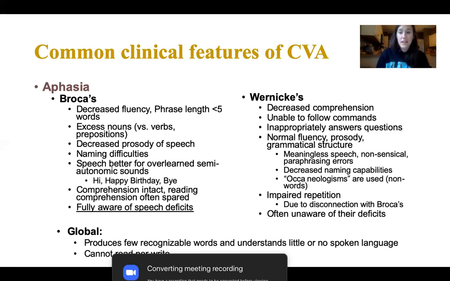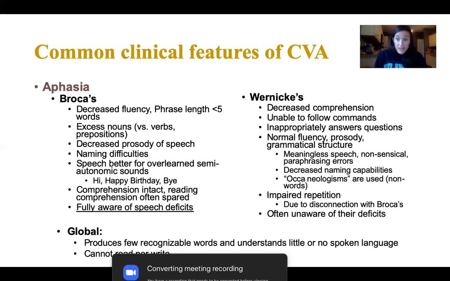They have prosody, that's the best way to explain. Prosody is kind of the emotion behind your speaking. People with Broca's tend to be much more flat in their intonation. But by and large, Wernicke's is meaningless with what they're saying. And the hardest part about Wernicke's is they do not realize that they don't make sense.